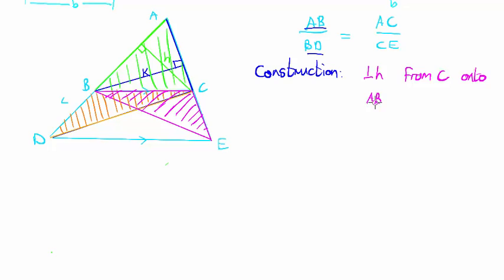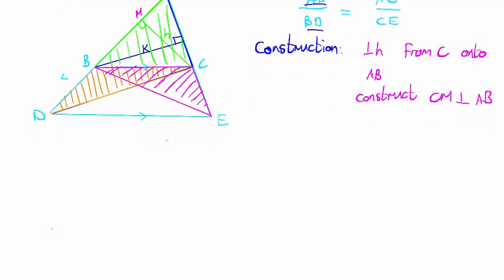Okay, if instead of calling it H you wanted to say that one is M, then you could have said construct CM perpendicular to AB. That's also fine. It doesn't matter how you phrase it, as long as the person can read it and look in your sketch. Okay, so don't worry about being technically correct, just be clear, so that we can understand what you do.